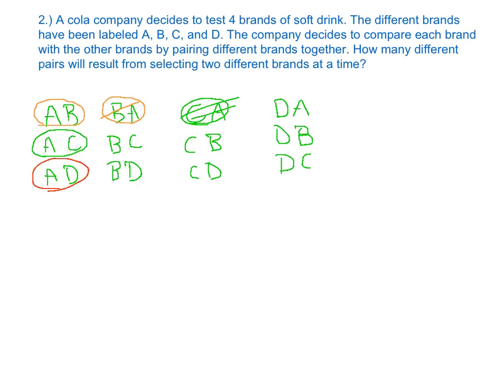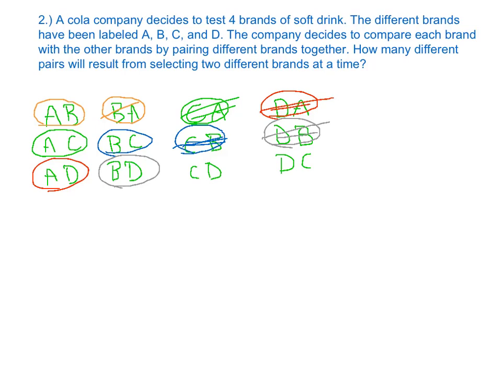If we look at AD, AD is the same thing as DA. We're not going to count that twice, so we'll cross that one off. If we look at BC, BC is the same thing as CB. We're not going to count that twice, we'll cross one of them off. If you look at BD, it's the same thing as DB. Well, we're not going to count that twice, so cross one of those off.